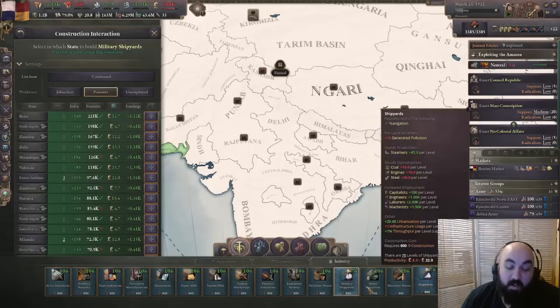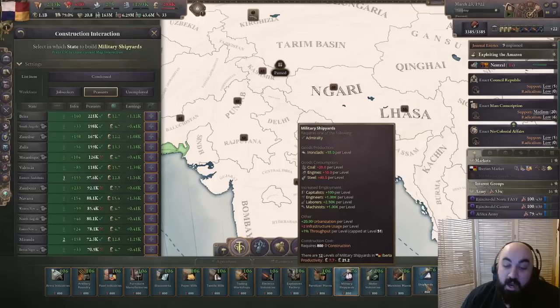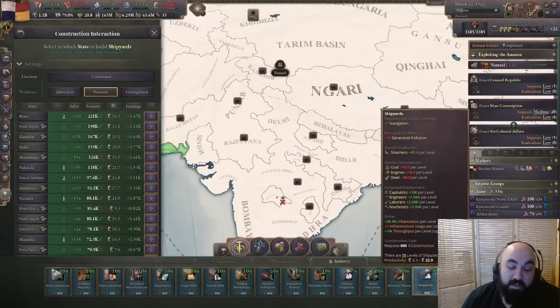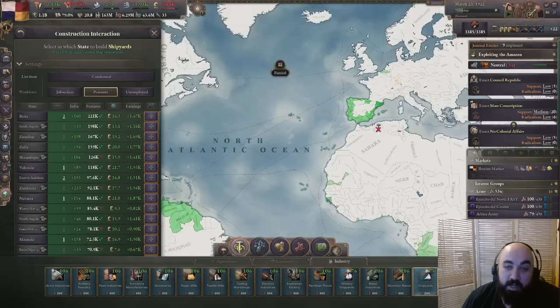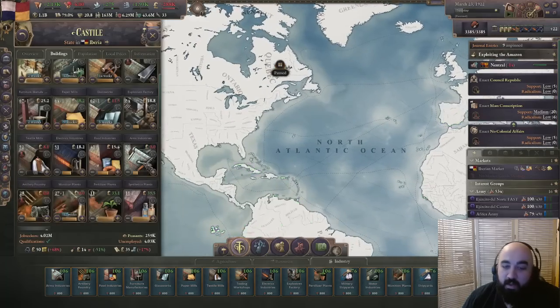Shipyards are going to be good where you have the ships, where you're building the ships of either kind. This is generally going to be the case. And in particular with the shipyards, there are a few states. Let's find one of them. I don't think we have one.